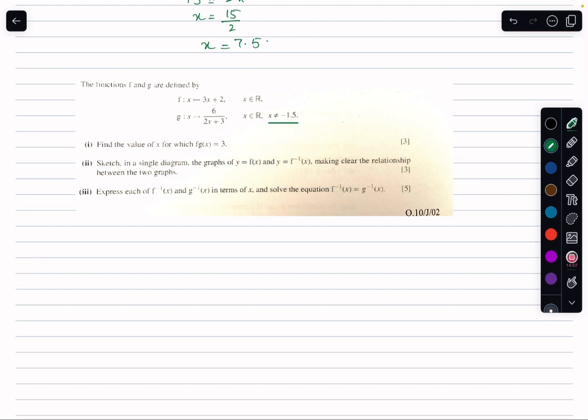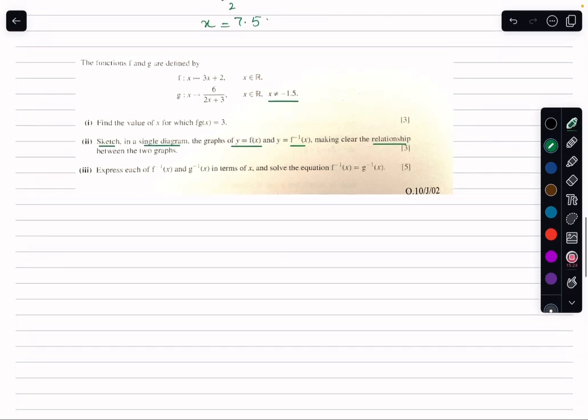Sketch in a single diagram the graphs of y equals f(x) and y equals f inverse x, making clear the relationship. We need to sketch on a single diagram the graphs of the function and the inverse, making clear the relationship between the two graphs. So this is what we have done previously also, but let's do it again. If they are saying it's the function which is 3x plus 2, we have the function equal to 3x plus 2, x belonging to all real numbers.